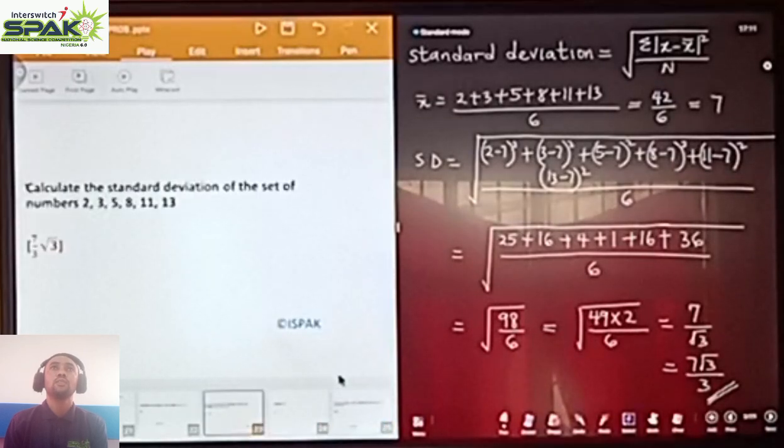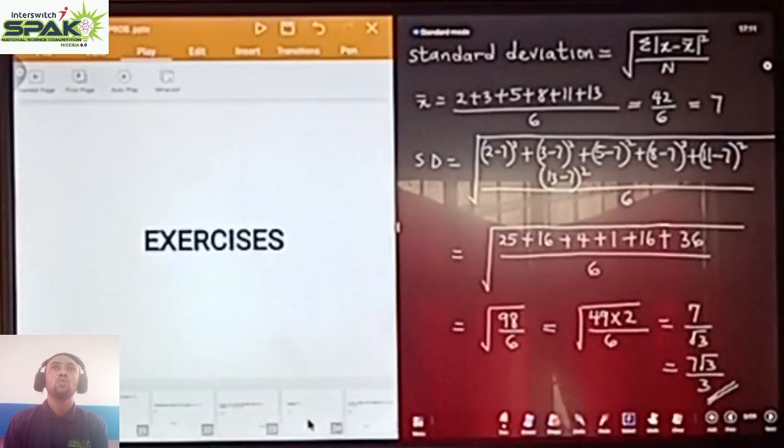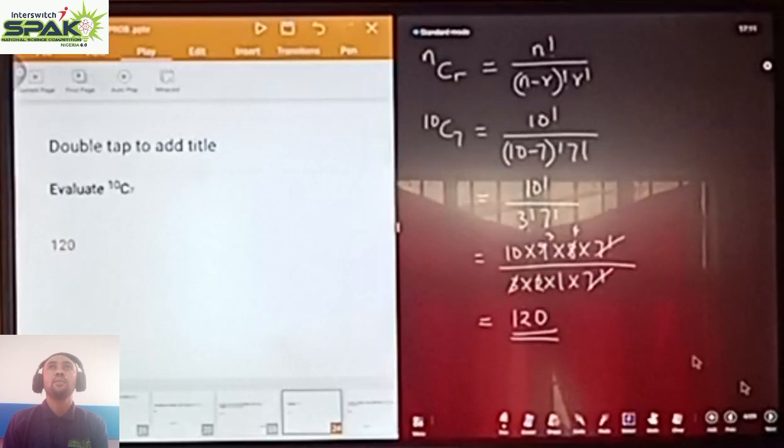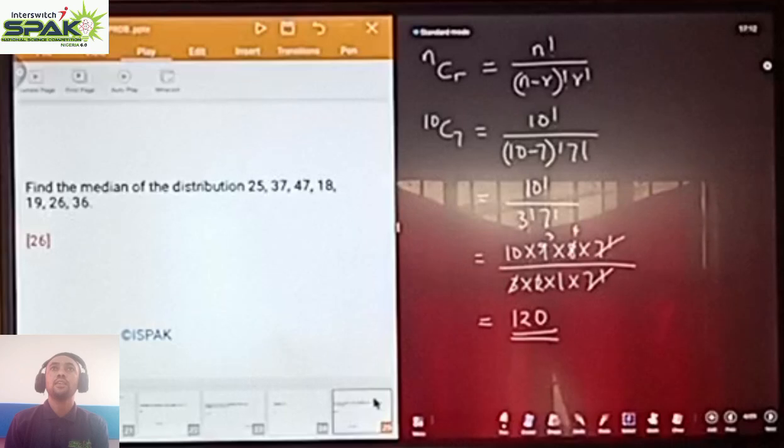The next question. We have to evaluate 10 combination 7. Don't forget the formula. n combination r is n factorial over r factorial times (n minus r) factorial. When you substitute, you have this. Then you can reduce 10 factorial to 7 factorial by having 10 times 9 times 8 times 7 factorial over 3 factorial, which is 3 times 2 times 1, while 7 factorial takes care of 7 factorial. Then 2 in 8, 4. 3 in 9, 3. When you have 3 times 4 times 10, that's 120. So 120 is the answer.